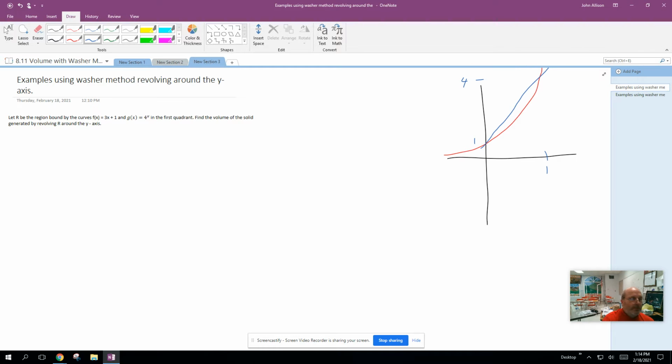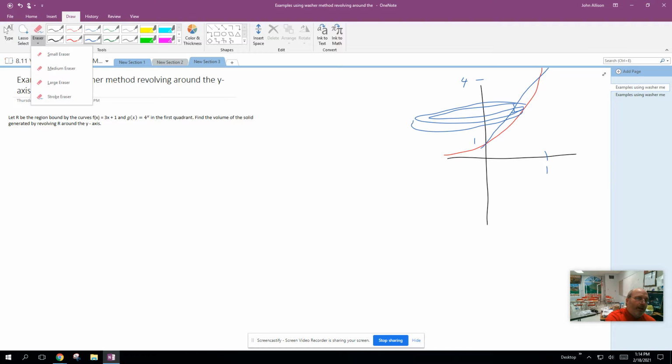And this time, we're going to revolve about the y-axis. So our rectangles are going to be perpendicular to the y-axis. And when we revolve, we're going to see a washer that looks like this.